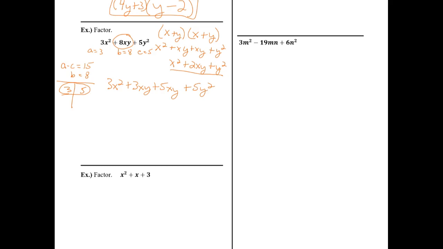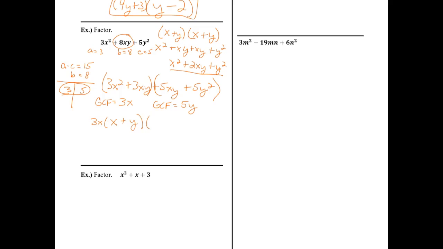So now I see I have 4 terms. 1, 2, 3, 4. When I see 4 terms, I think factor by grouping. So group the first 2, group the second 2. I look for the GCF in the first 2, and they both have a 3. They both have an x in common. I look at the GCF for the second 2. They both have a 5, and they both have a y in common. I factor out that GCF of the first 2. 3x squared divided by 3x, I'd be left with x. 3xy divided by 3x, I'd be left with just y.